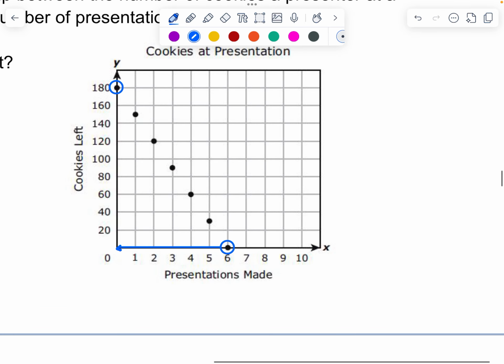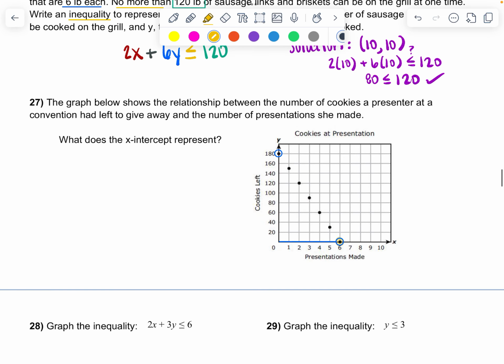All right, so the question says, what does the x-intercept mean? Well, we just talked about this. The x-intercept, guys, you have to be really specific. You can't just say, oh, when she ran out of cookies. The x-intercept is the point (6, 0). And when something asks you what does it mean or what does it represent, you have to use both of these numbers in your sentence. You can't just be vague.